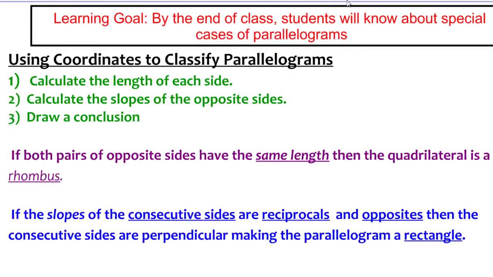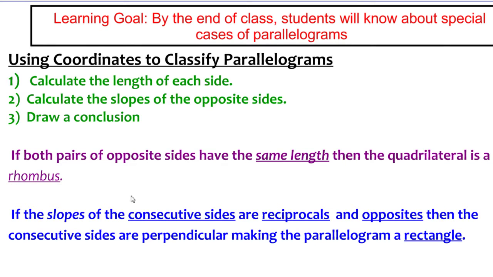All right, so what we're trying to accomplish here is to look at a coordinate plane, and we're going to be given a set of coordinates that creates some kind of a quadrilateral, some kind of four-sided shape. And our job is to try to classify it as precisely as we can.